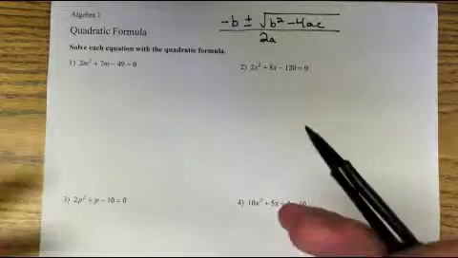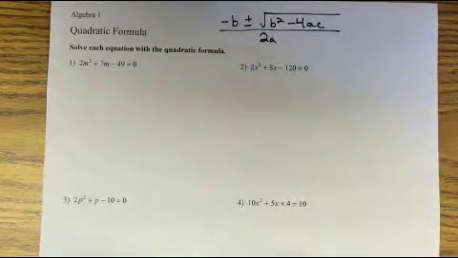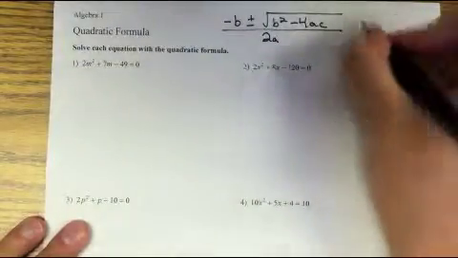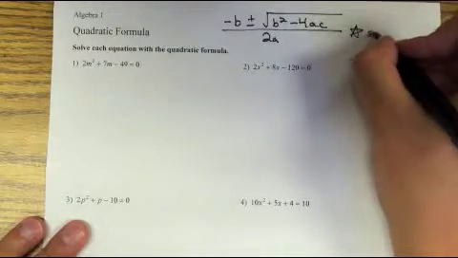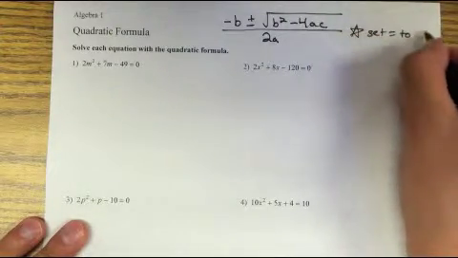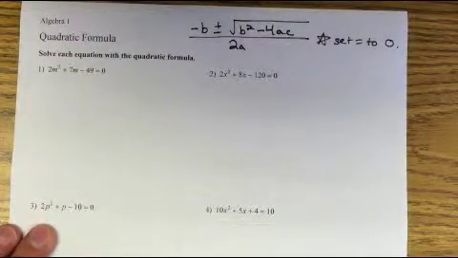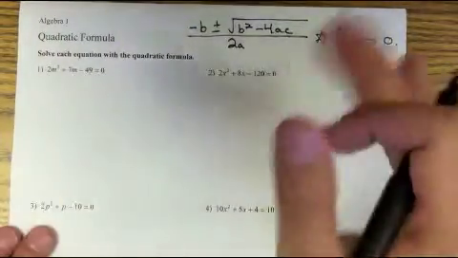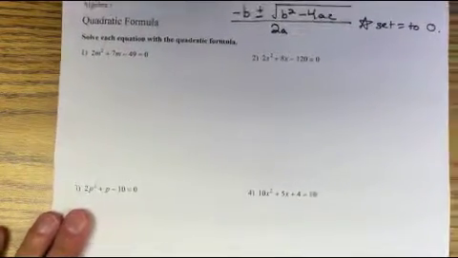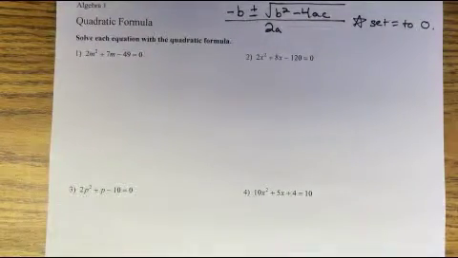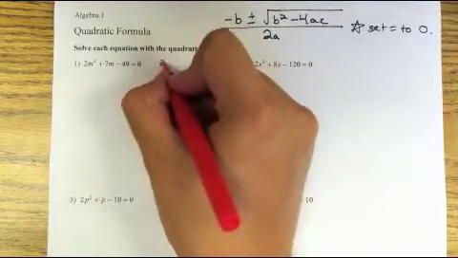Once again, like factoring, we always want it to be set equal to 0. If it's not set equal to 0, what do you think you should probably do? You got it. Let's move everything over so it's equal to 0. The next thing I'm going to do is identify my A, my B, and my C. Okay, so look at number 1.